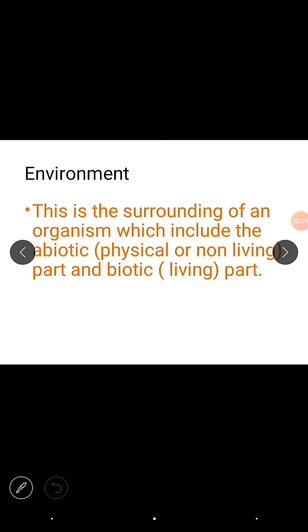What is an environment? An environment is the surrounding of an organism which includes both the abiotic and the biotic part of an environment. For example, the biotic part includes the living things, the plants and the animals in an environment of an organism, while the abiotic components include the non-living part, which could include the edaphic factor, that's the topography, or you refer to the climatic factor like the temperature and so on. So we're going to look at that much better in this presentation.